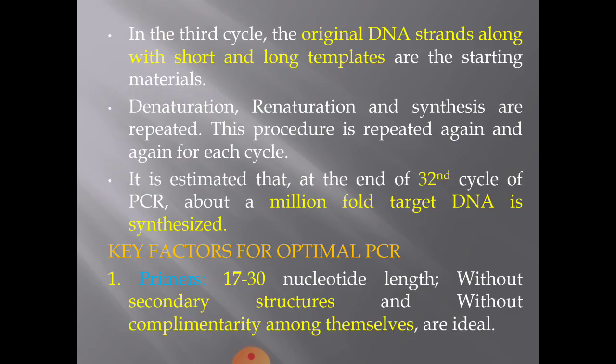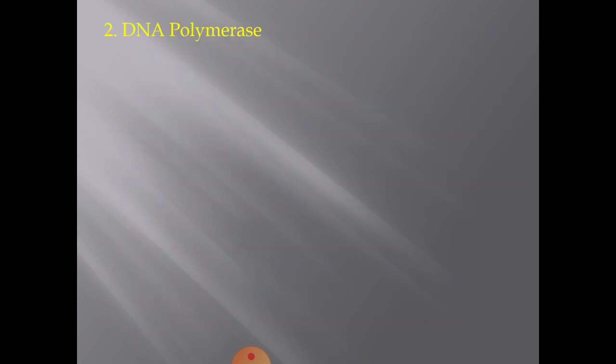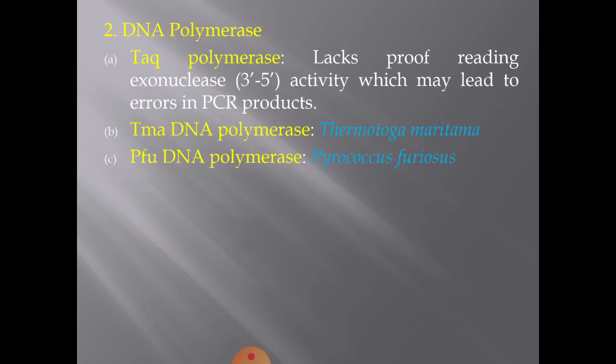So coming to primers, you should have 17 to 30 nucleotide length. They should not have any secondary structures and they should be without complementarity among themselves to prevent auto matching, right? Then DNA polymerase, I was telling you.